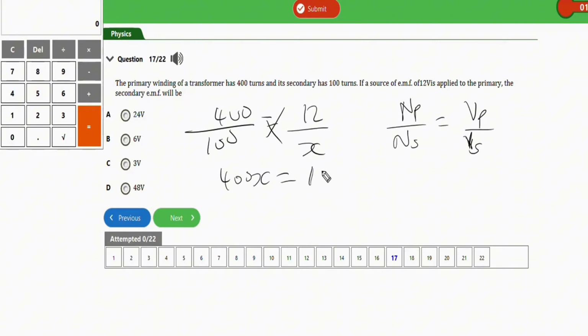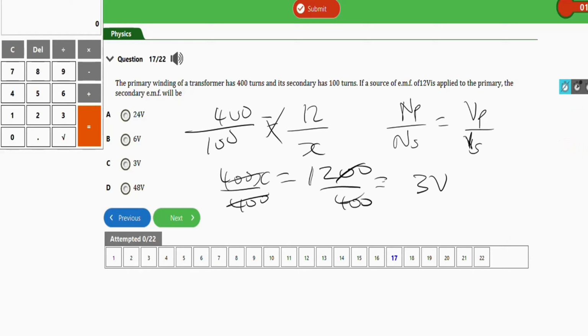100 times 12 gives 1200. So you see, I think we have solved this question before. When you divide both sides by 400, our x will be 3 volts. So the secondary voltage is 3 volts. Option C is the right option to this question. Okay, it's as simple as this.